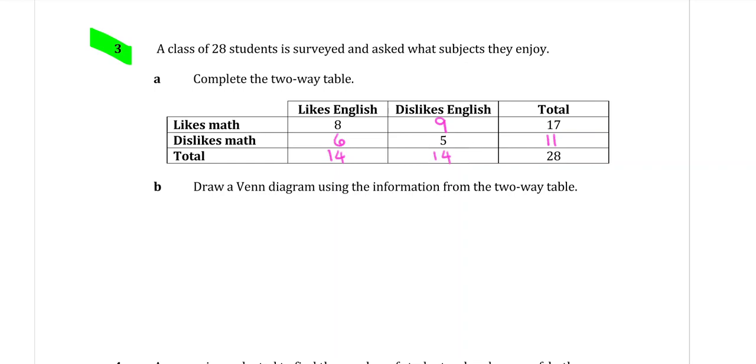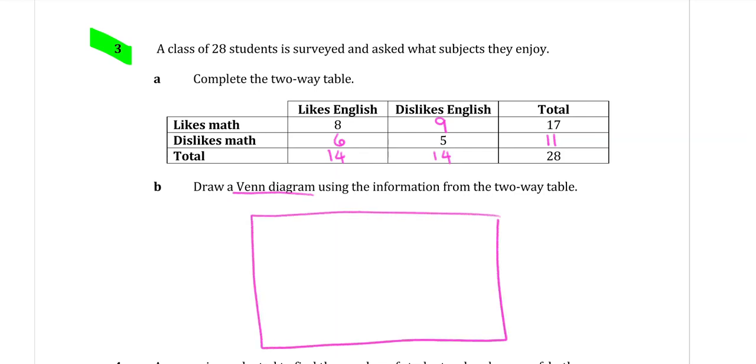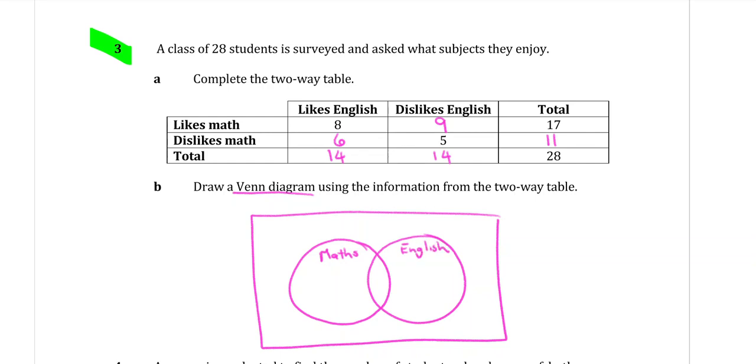Now in part B, I want to transfer that information into a Venn diagram. For a Venn diagram, you want to start with a rectangle, and inside that you want to have two overlapping circles. The two circles represent the two things that we're comparing. We are talking about people who like maths and English. So they're my two circles.